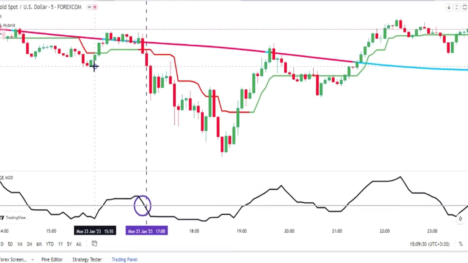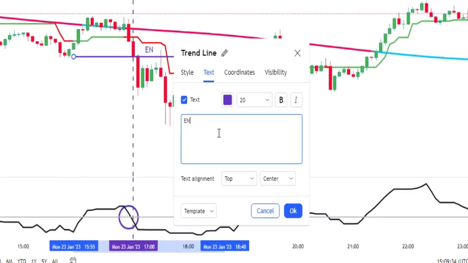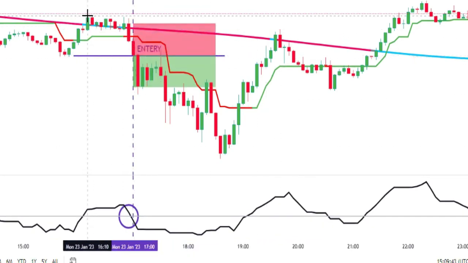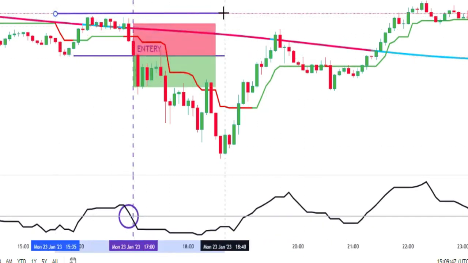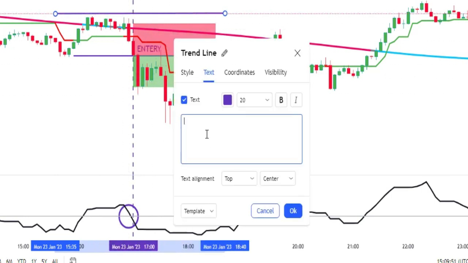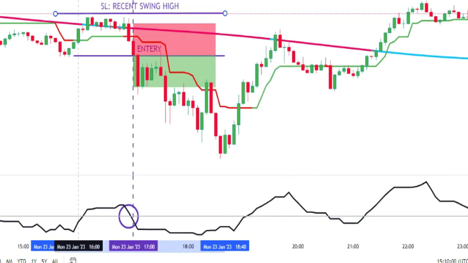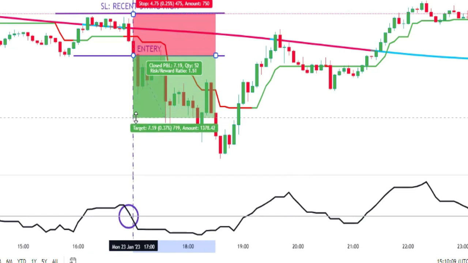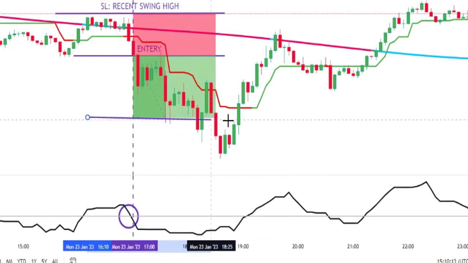And when all these conditions are met, we can enter into a sell trade at the close price of the trigger candlestick. Then place the stop loss above the last swing of the market. And consider the target as 1.5 times greater than the stop loss value.